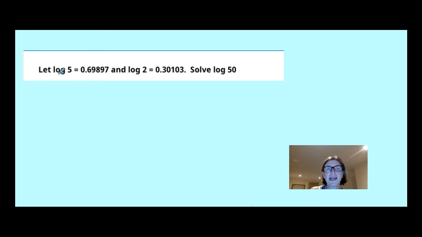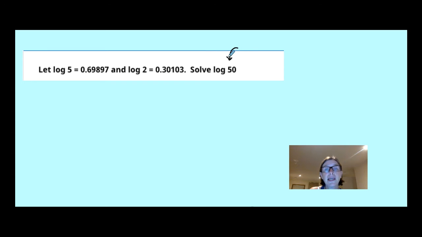We're going to start with looking at a log where you're asked to solve given some logs. They told us that log 5, so log base 10 of 5, because there's no base written there, is 0.69897. And log 2 is 0.30103. They want us to find log 50.